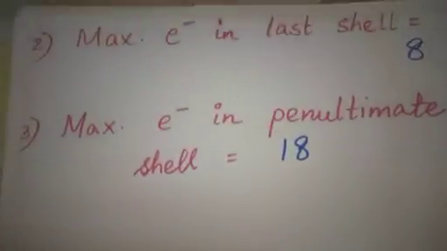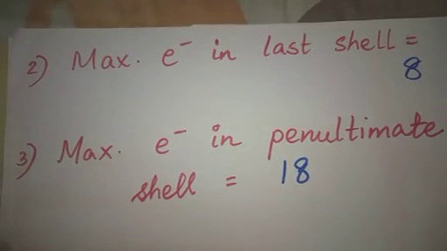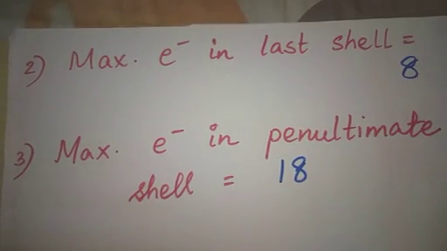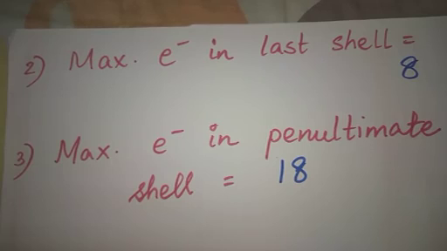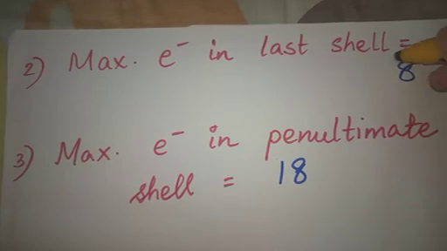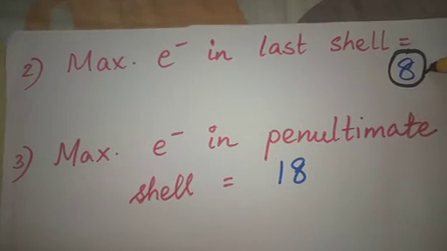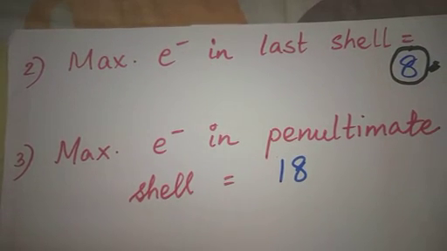Now I move to my second one. There are just 3 rules here. Now they said that, okay, that's fine. You are moving from first shell, second shell, third shell, fourth shell, whatever you are getting into. But whatever is the last shell of that particular atom can have a maximum of 8 electrons, not more than that. So the last shell can have only 8 electrons.